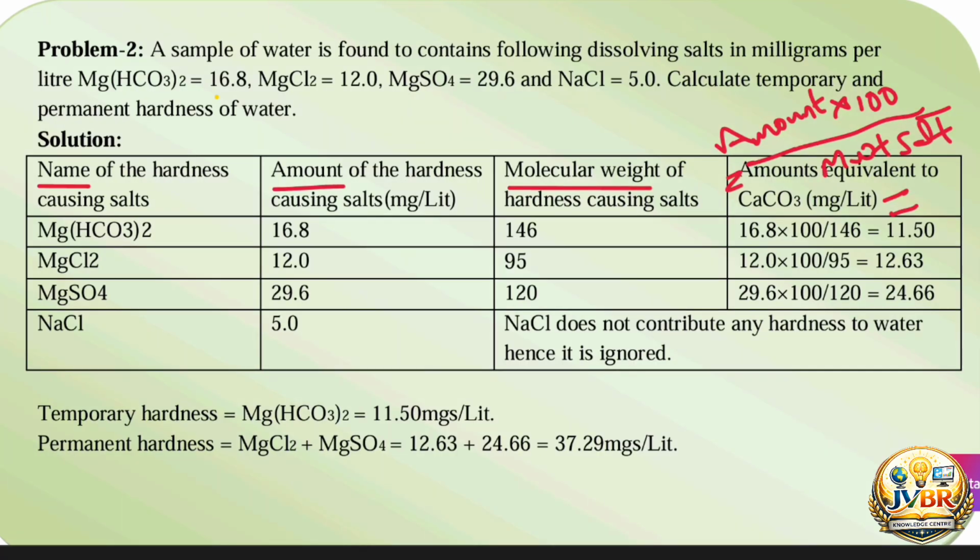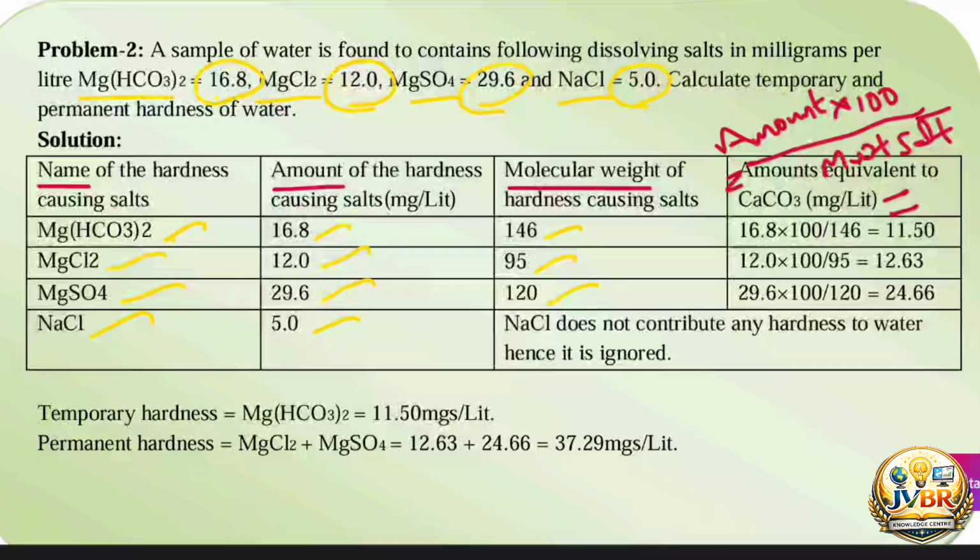Here first salt magnesium bicarbonate, second salt magnesium chloride, third magnesium sulfate, and fourth sodium chloride. In the second column, weight of the salts: magnesium bicarbonate 16.8, magnesium chloride 12, magnesium sulfate 29.6, sodium chloride 5. Now you have to write the molecular weights. Magnesium bicarbonate 146, magnesium chloride 95, magnesium sulfate 120.